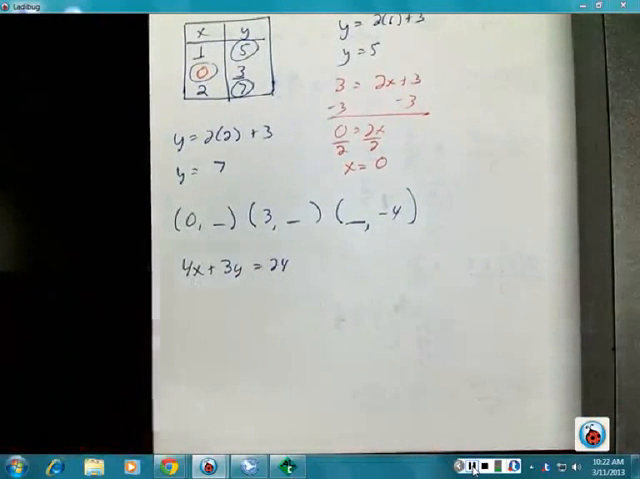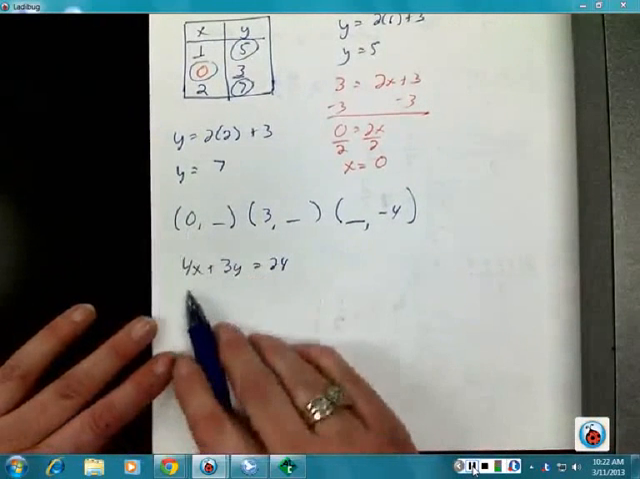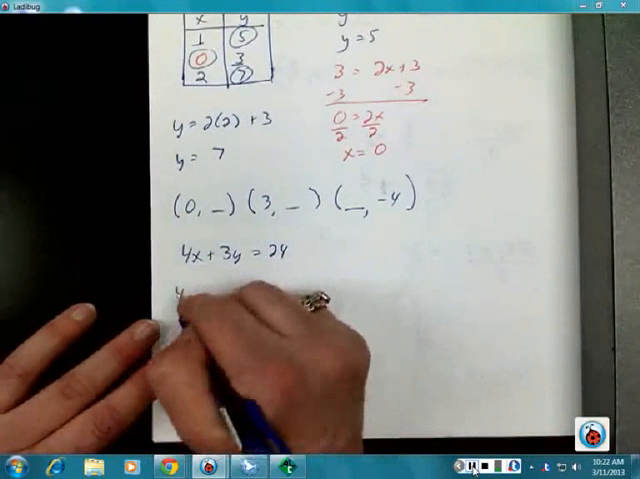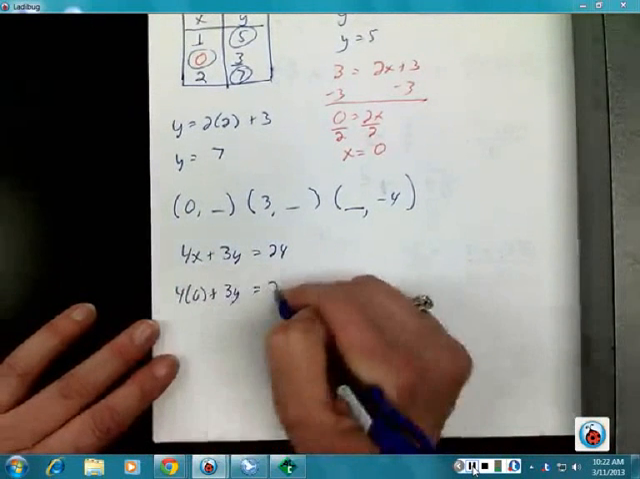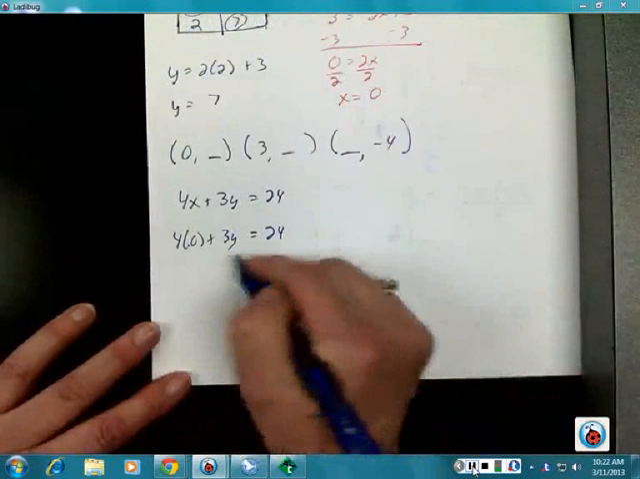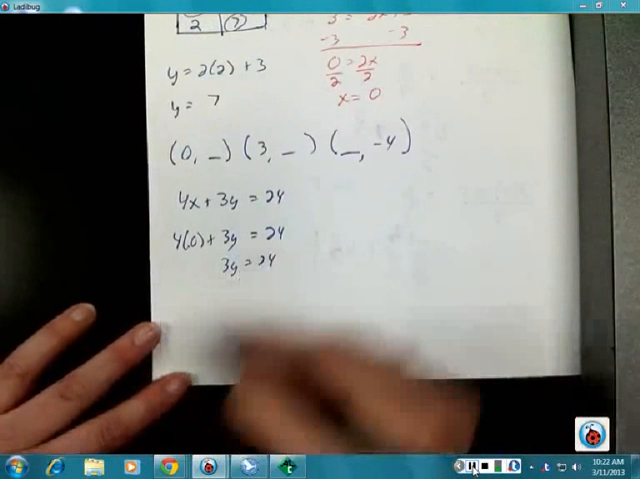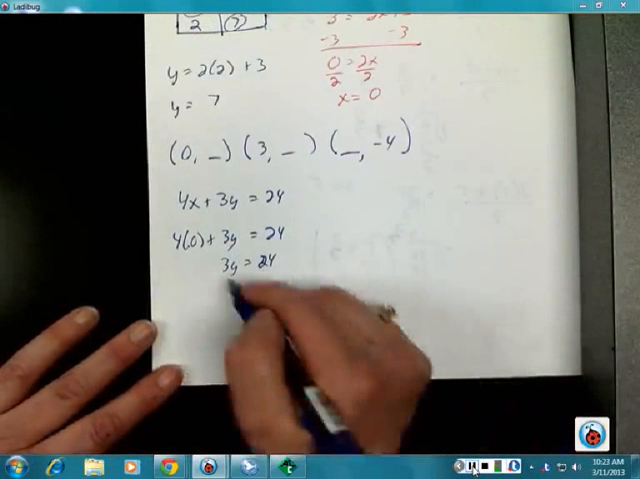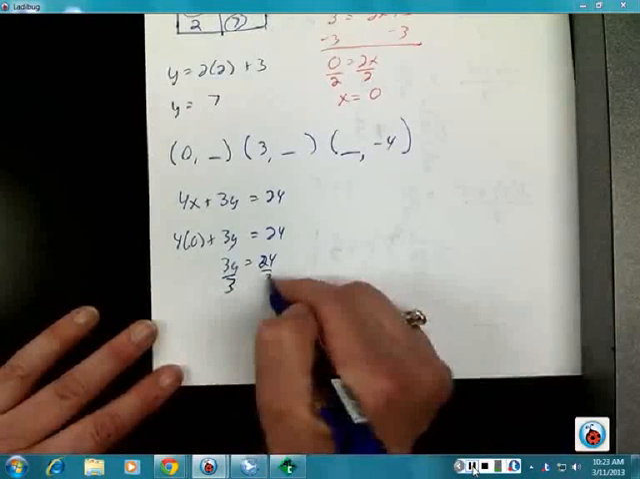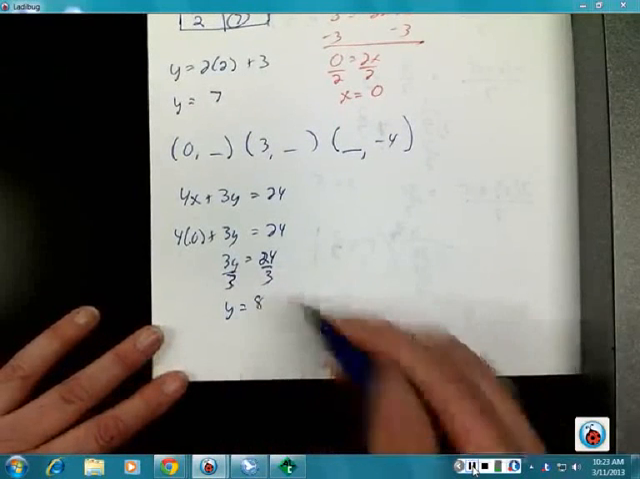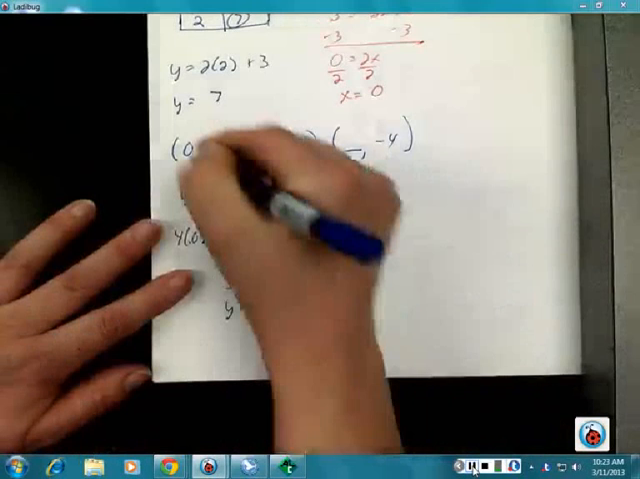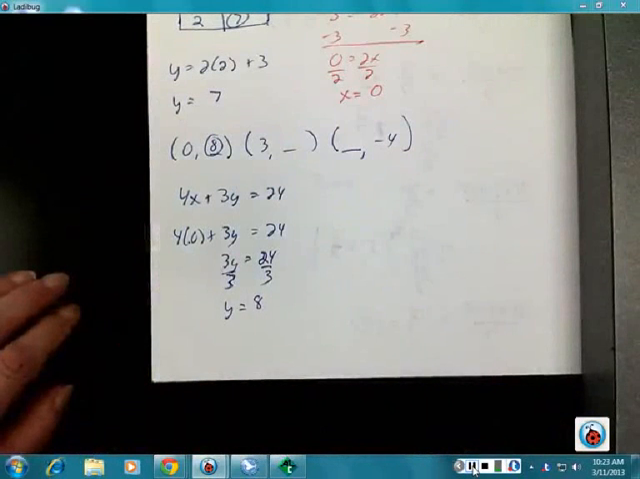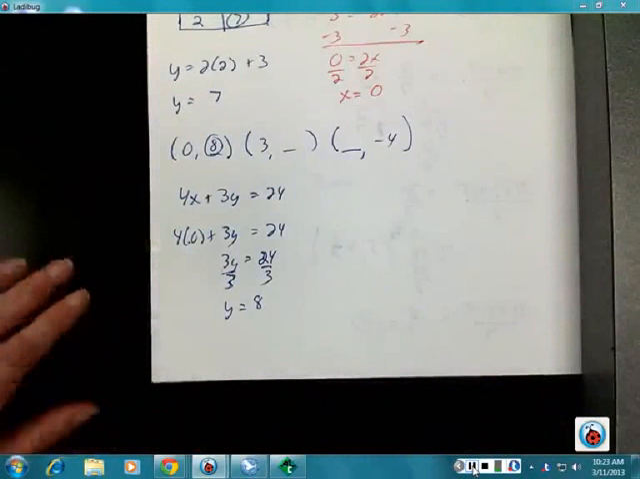So same principle. Plug in your 0 where? Where am I going to plug 0 in at? 0 goes in for x. So 4 times 0 plus 3y equals 24. So 0 is here, so 3y equals 24. That's why intercepts are so nice, because everything kind of cancels out. Divide by 3, and I get y is equal to 8. So y equals 8.